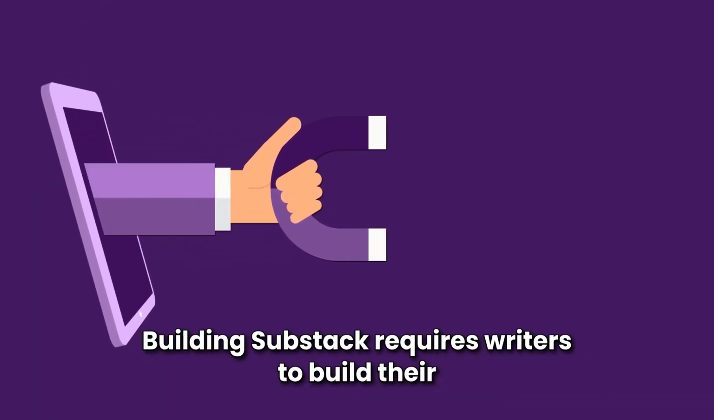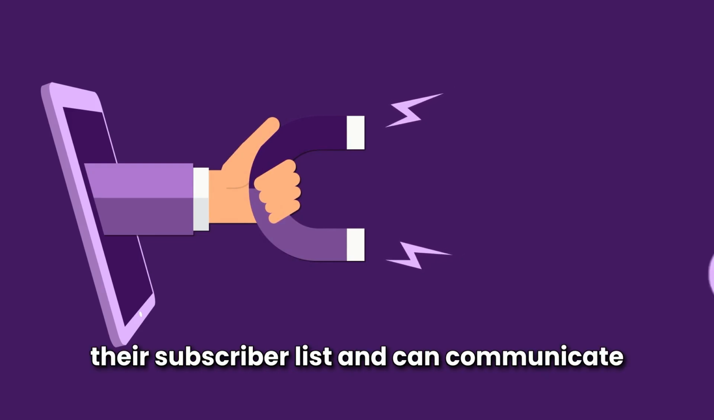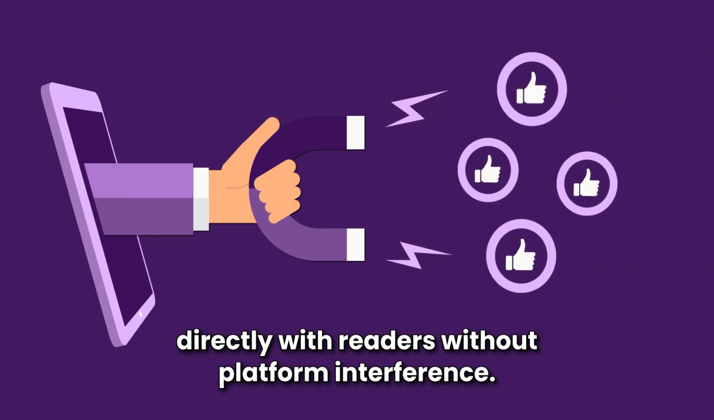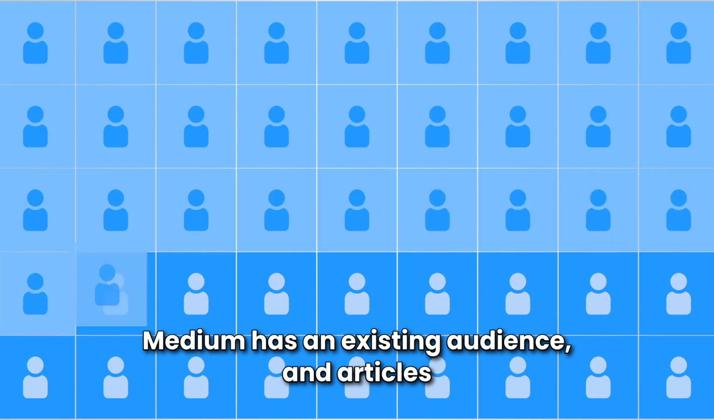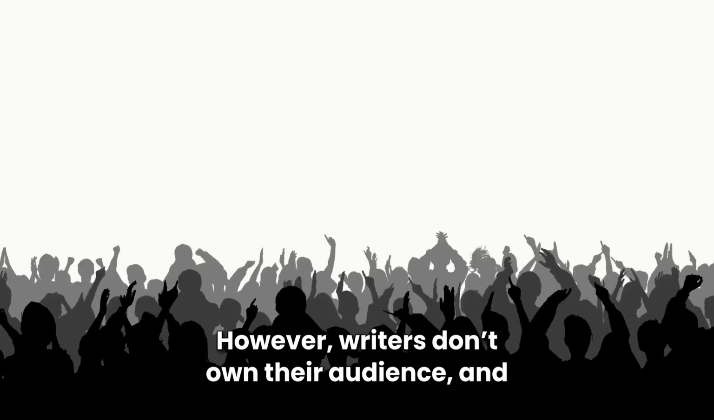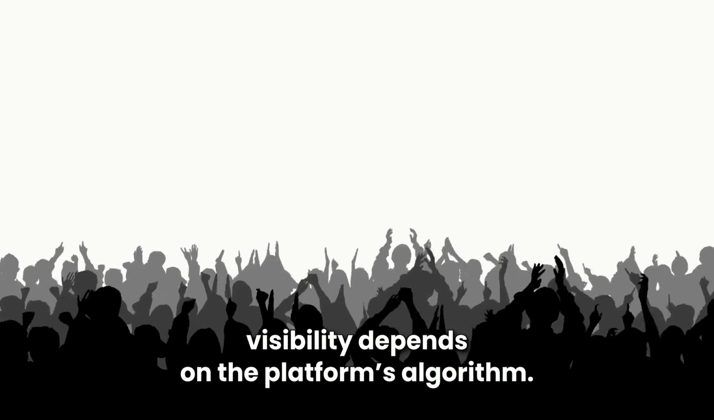Key differences between Substack and Medium. Audience building. Substack requires writers to build their own audience through email subscriptions. The benefit is that writers own their subscriber list and can communicate directly with readers without platform interference. Medium has an existing audience, and articles can be discovered through Medium's recommendation system. However, writers don't own their audience, and visibility depends on the platform's algorithm.